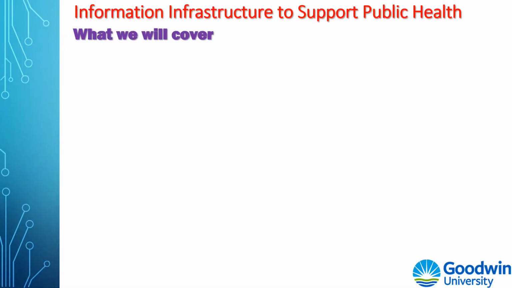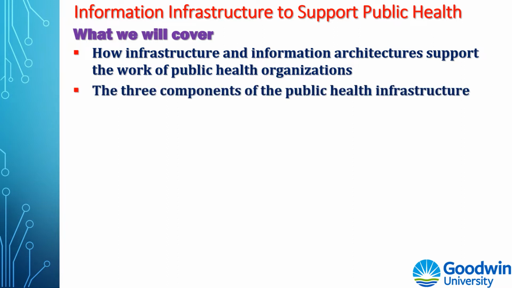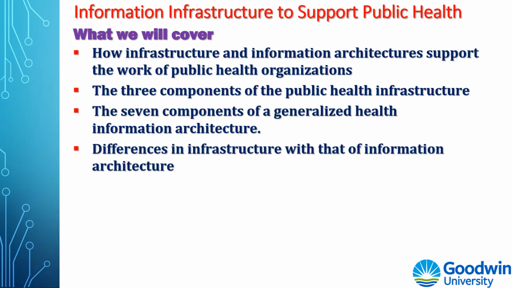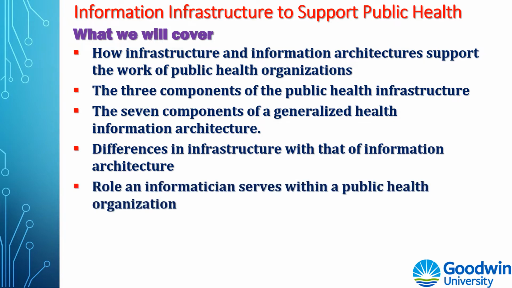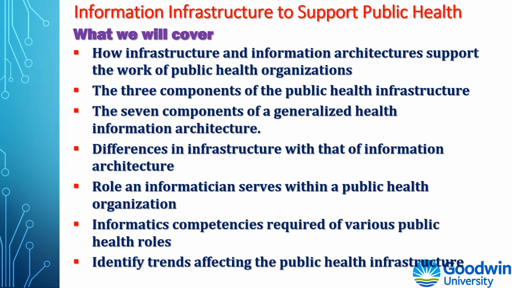So what are we going to cover? First, we're going to look at how infrastructure and information architecture support the work of public health organizations. Then we're going to look at the 3 components of public health infrastructure. Then the 7 components of generalized health information architecture. And then the differences in infrastructure versus information architecture. And then we're going to look at the role an informatician serves within a public health organization, and then informatics competencies required of various public health roles, which is very important. And then finally, identify trends affecting public health infrastructure, and what are those?